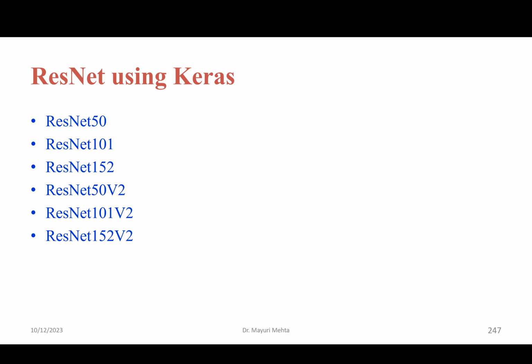And these are the ResNet implementations available in Keras: ResNet 50, ResNet 101, ResNet 152. So ResNet with 152 layers is also available. Okay, and ResNet 50 version 2, ResNet 101 version 2, ResNet 152 version 2.